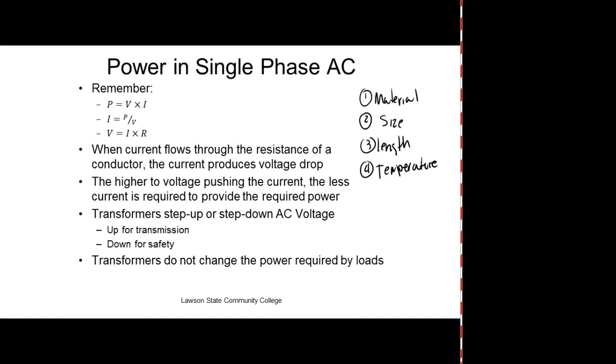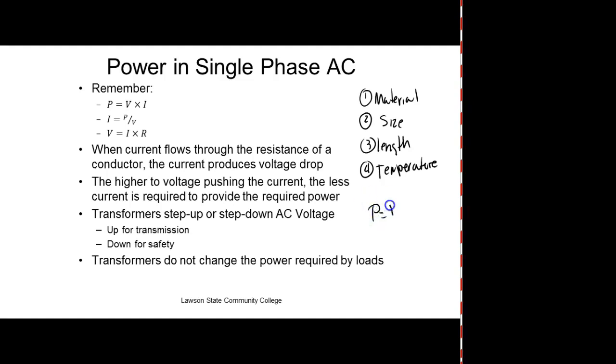Now, Alabama Power is trying to send a bunch of power. The higher the voltage pushing the current, the less current is required to provide the power. And that's what people don't understand. Because we get into Ohm's law, and Ohm's law says, well, if the voltage goes up, the current goes up. If the voltage goes down, the current goes down. We're not talking about the load. We're talking about the source, right? You understand?